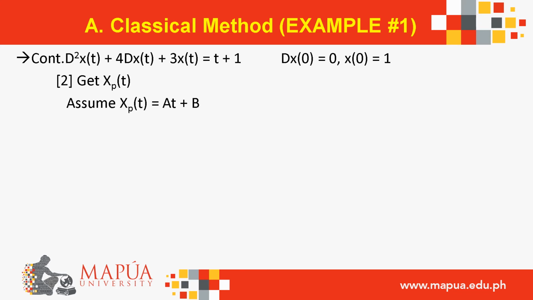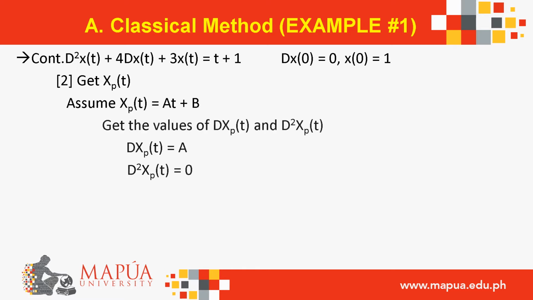For the continuation of our solution, we must obtain the particular solution x sub p of t. Assume x sub p of t is equal to a constant multiplied by t plus a constant, which can be seen on the right side of the given equation earlier. Get the values of dx sub p of t and d double prime x sub p of t, wherein dx sub p of t is equal to a and d squared x sub p of t is equal to 0.